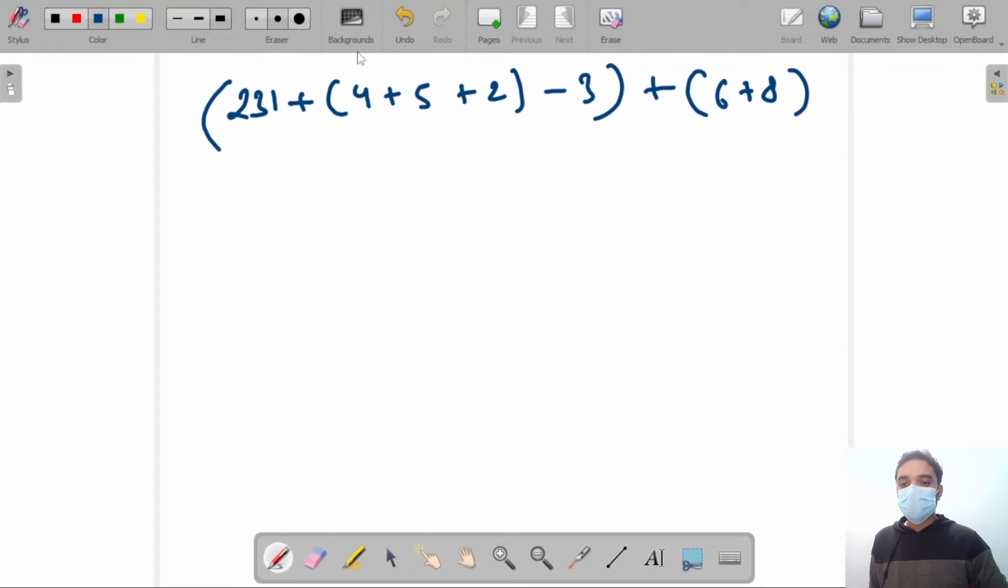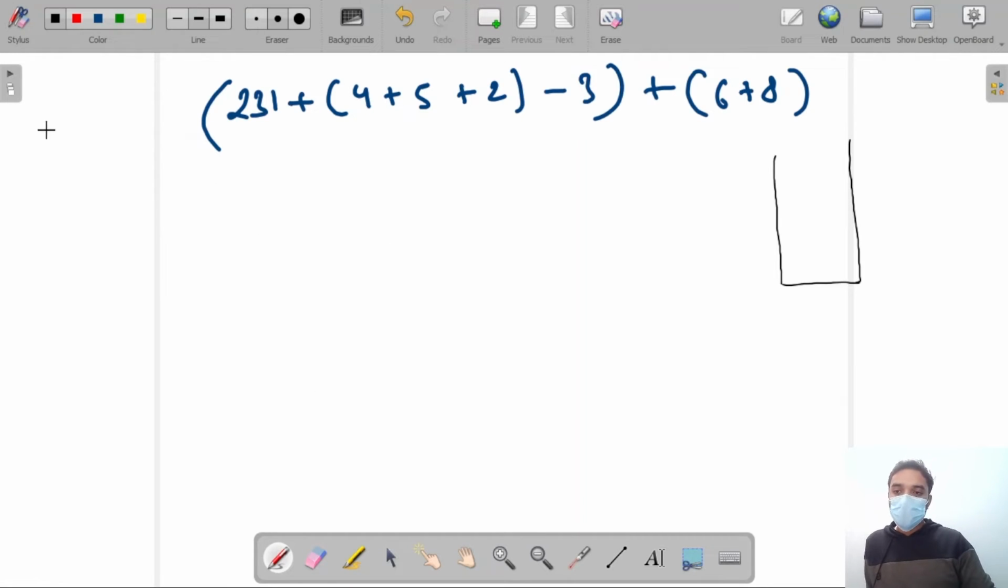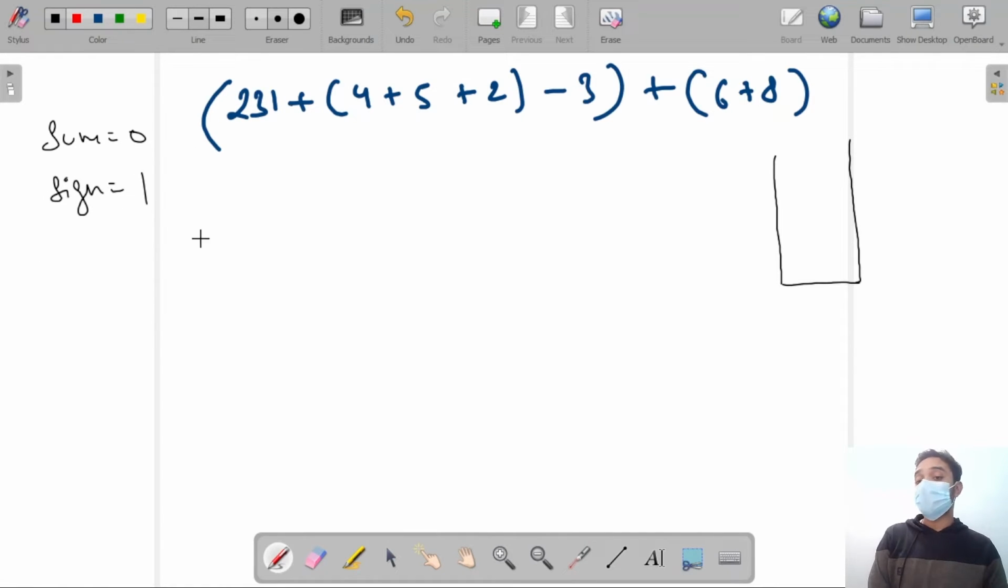Okay, so here there was a bracket. So what we have to do here is, let's say this is my stack. Fine. So what I have to do now: my sum is initialized with 0, and my initial sign is 1. We have already discussed this kind of algorithm.